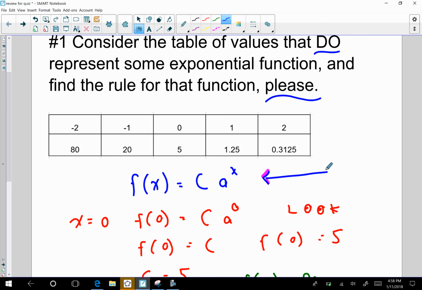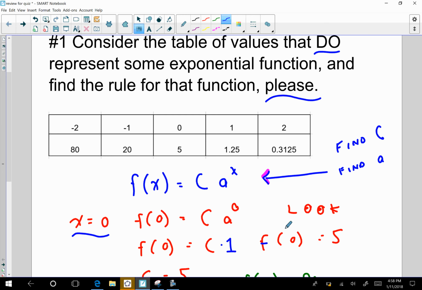c a to the x. So our objective then is to find c and to find a. So c, if you read your notes, c is simply the y-coordinate of the y-intercept. And you can find it easily by letting x equal 0. If you let x equal 0, f of 0 is going to equal c a to the 0. And a to the 0 is just the same as 1. So therefore, f of 0 is equal to c.